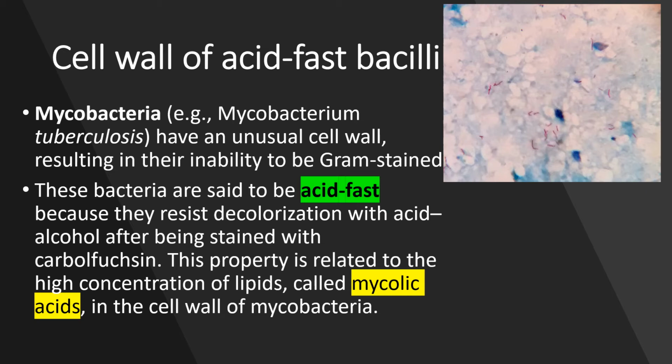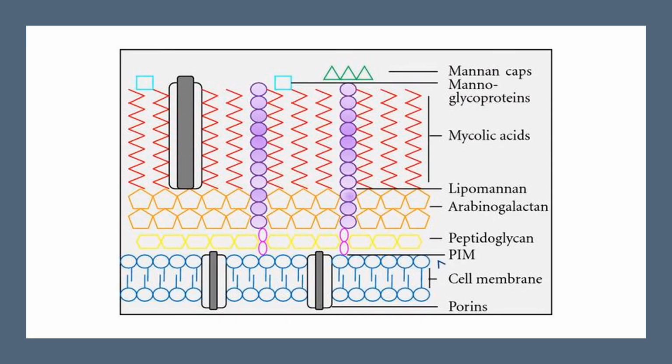cell walls. This picture shows the cell wall of mycobacteria, which shows the high amount of mycolic acid in their cell wall that resists their ability to decolorize with the acid alcohol.